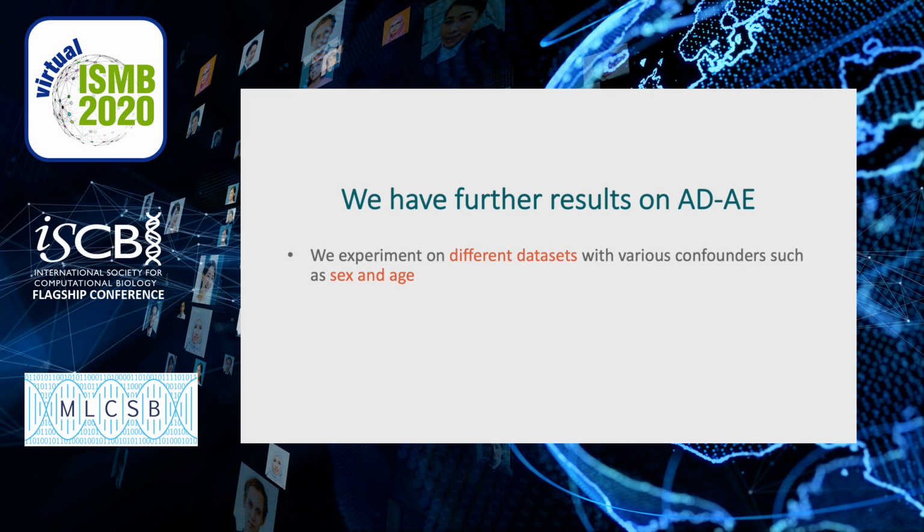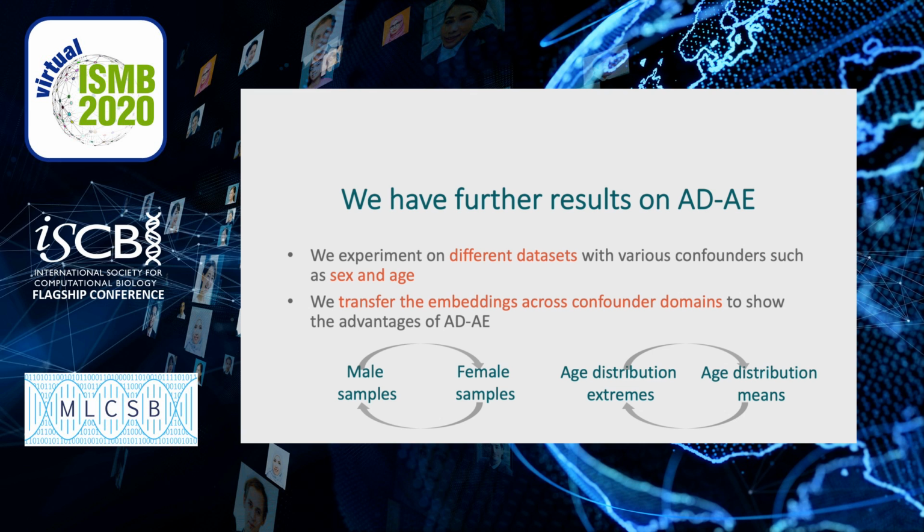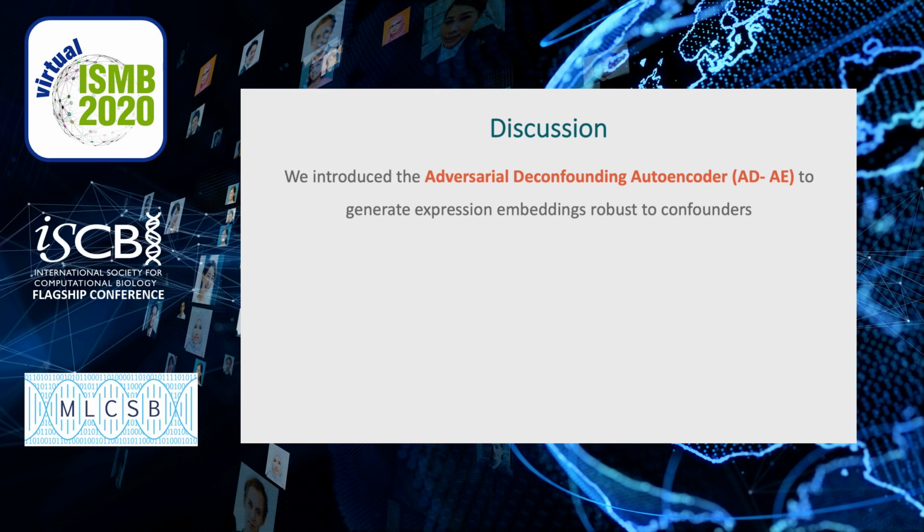We have many other experiments on ADAE and on different data sets and different confounder settings. For instance, we experimented with sex and age, and we also carried out really interesting transfer experiments where we transfer across different confounder domains, such as training on male samples and then predicting for female samples. We also transferred across different age distributions to test the limits of transferability of ADAE.